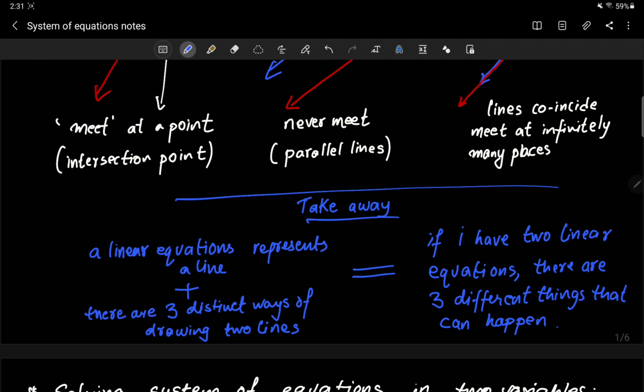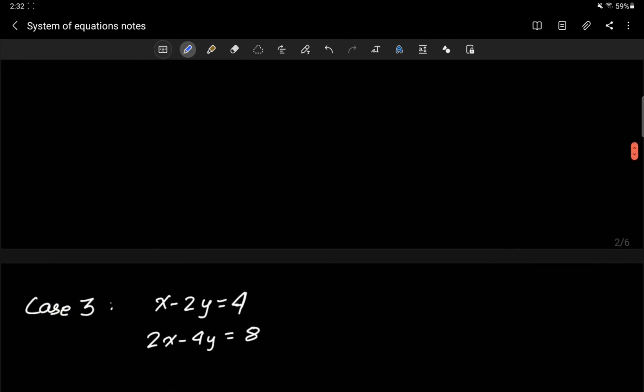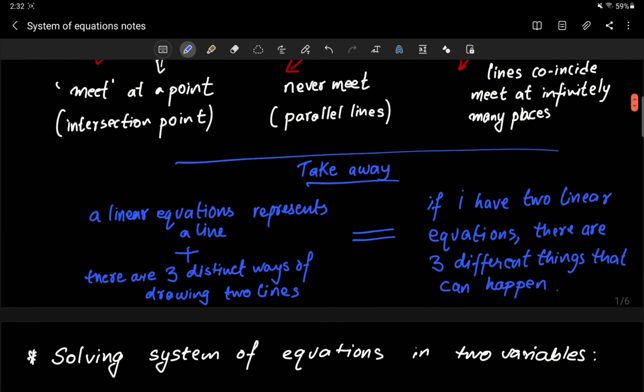Again, pause the video here and think about it a little bit. What we did was we established that a linear equation as a picture looks like a line. Then we established that if we are drawing pictures of two lines, there are three ways in which it can be done. Putting these two ideas together, we can conclude that if I have two linear equations, then there are three different things that can happen. With that in mind, now we look at each of these three different things that can happen.